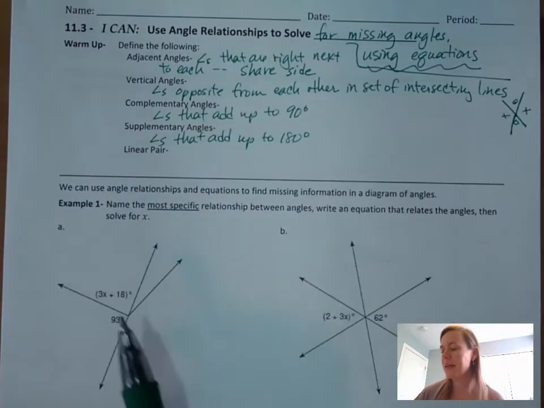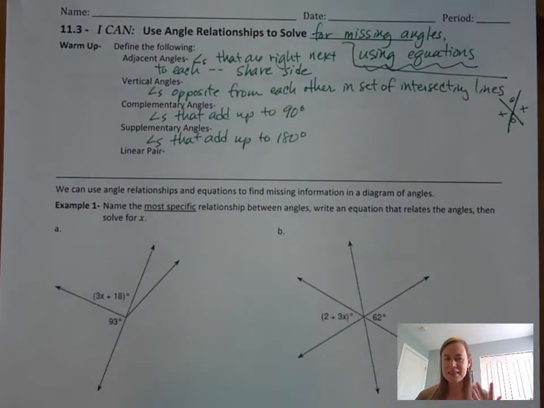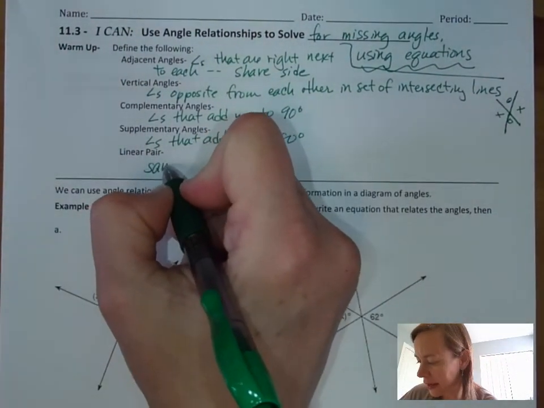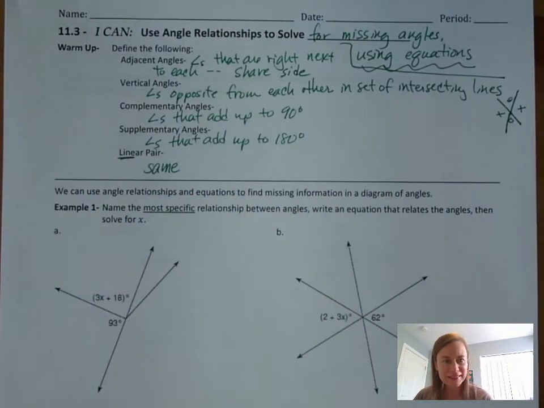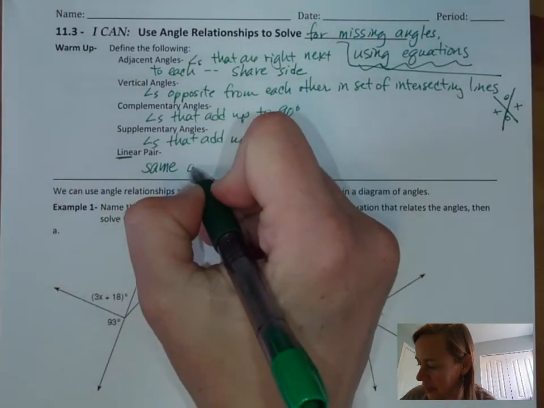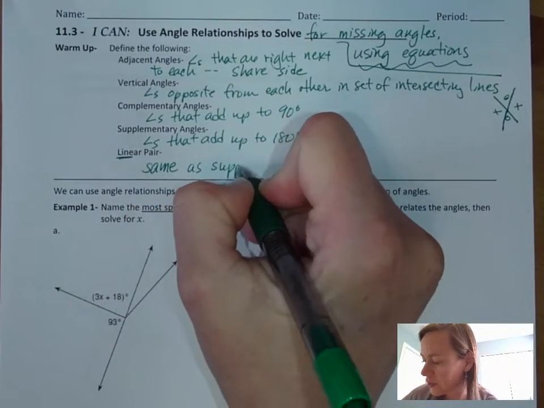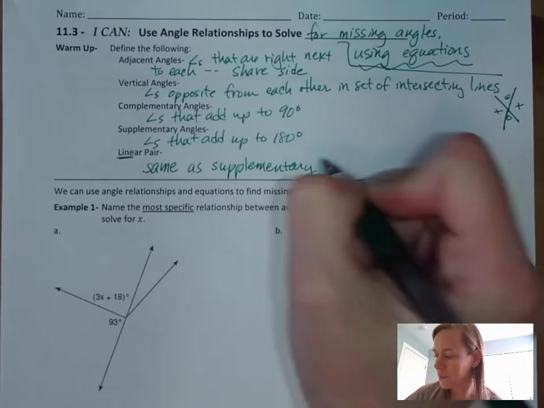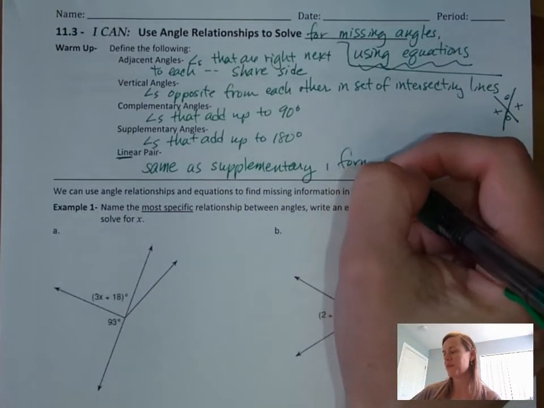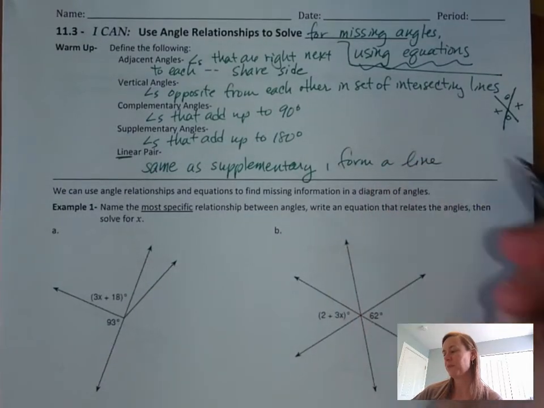All right, now what about a linear pair? That's the same thing as supplementary. Those are two angles that come together and form a line. See the word line in linear, if you take away the A and the R. But we can just say they're the same as supplementary, because when they come together to form a line, that means they add up to 180 degrees. So I'll also say form a line.